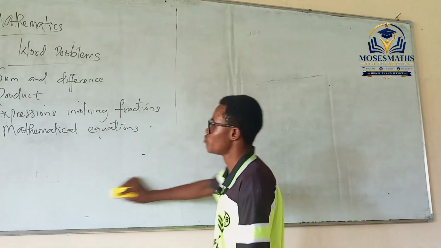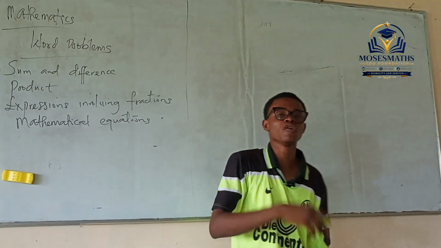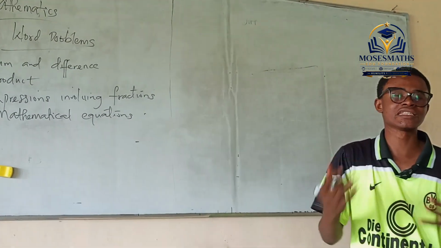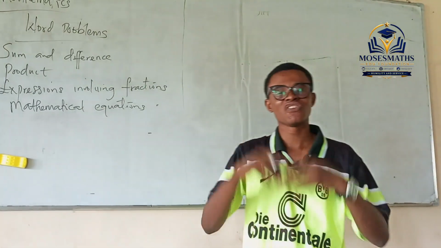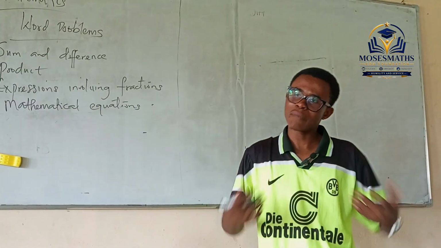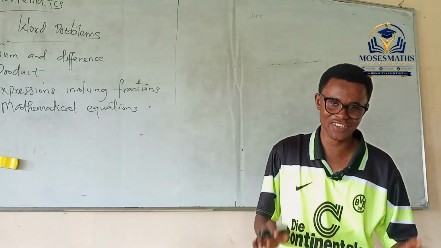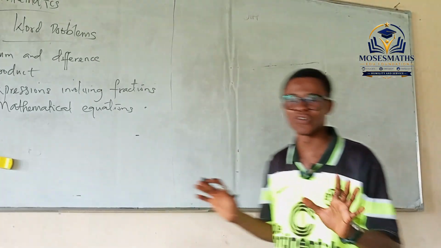In marketing, product has its meaning. If a person is selling buns, buns is your product. But in mathematics, when they ask you to find the product, don't say my product is buns. No, that's not what they're asking you. In mathematics, product has its own meaning.